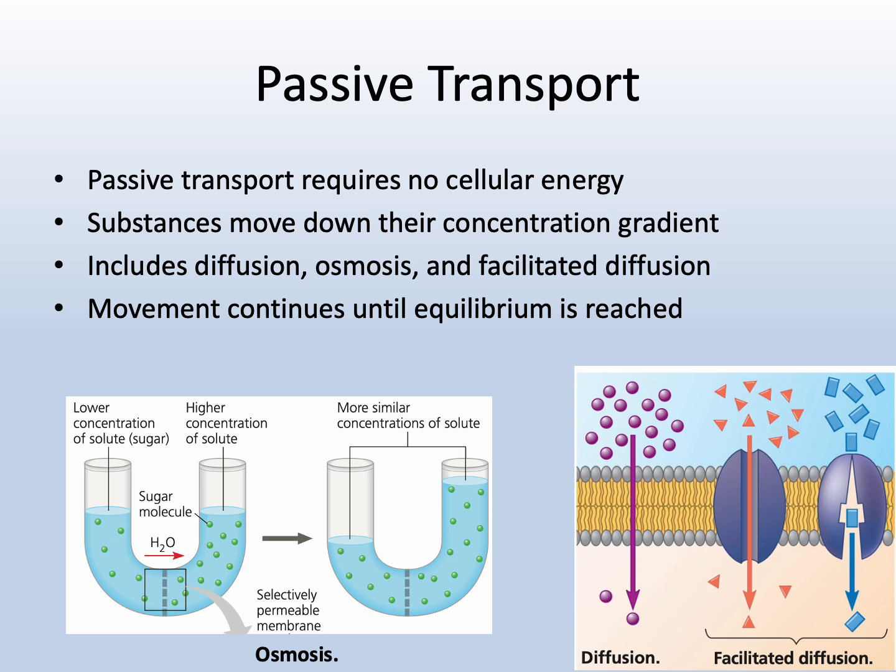A good way to think about this is perfume in a room. If someone sprays perfume in one corner, the scent molecules eventually spread throughout the room all by themselves. Nobody has to push them. They naturally move from high concentration to low concentration. There's three main types of passive transport: diffusion, osmosis, and facilitated diffusion.